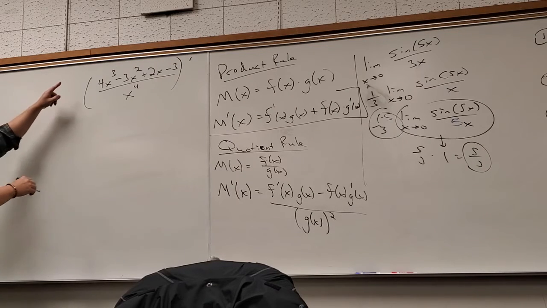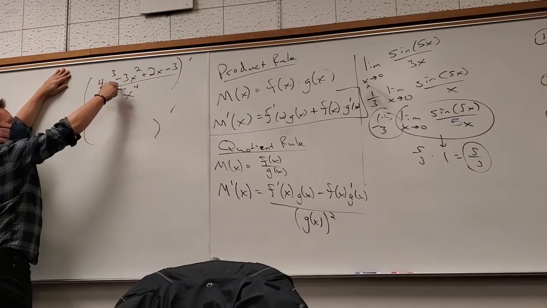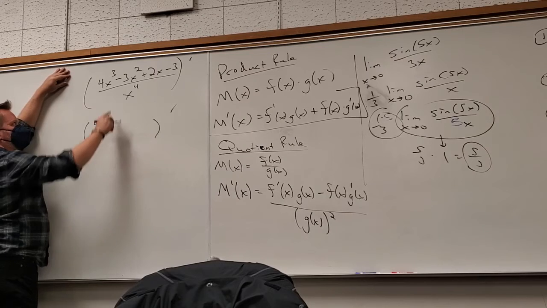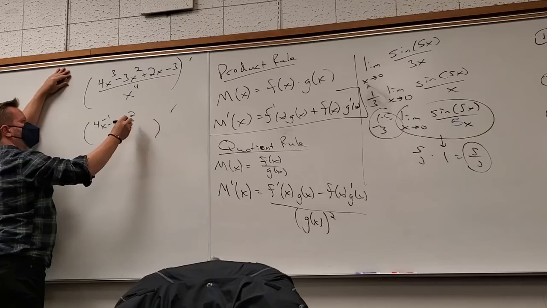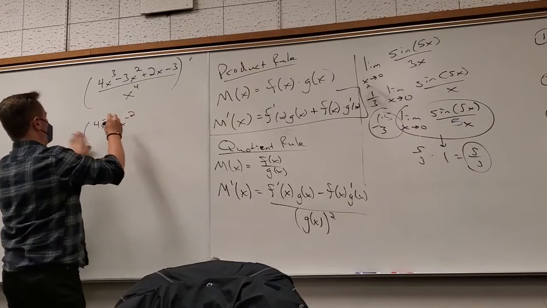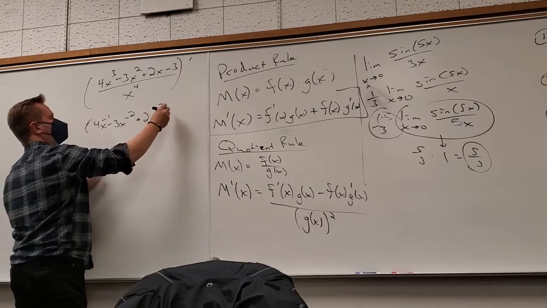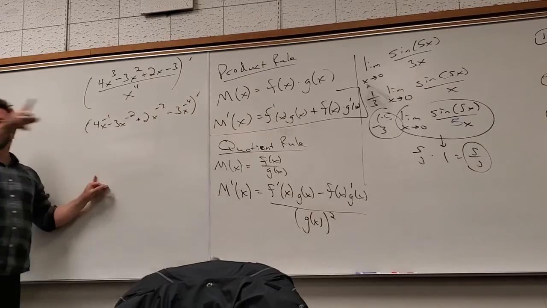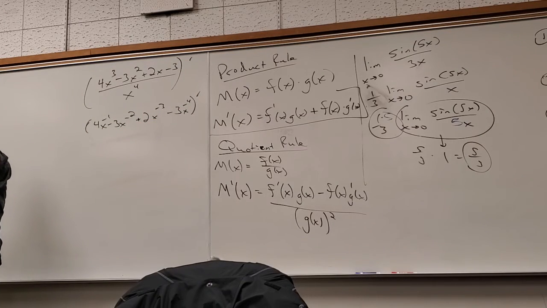And what can I do, obviously? Anybody? Yeah, it's 4x to the negative 1, right? Is that cool? Minus 3x to the negative 2. Plus 2x to the negative 3 minus. Now that's easy, right? It's like 1, 2, 3, 4 terms. They're all x to the n.